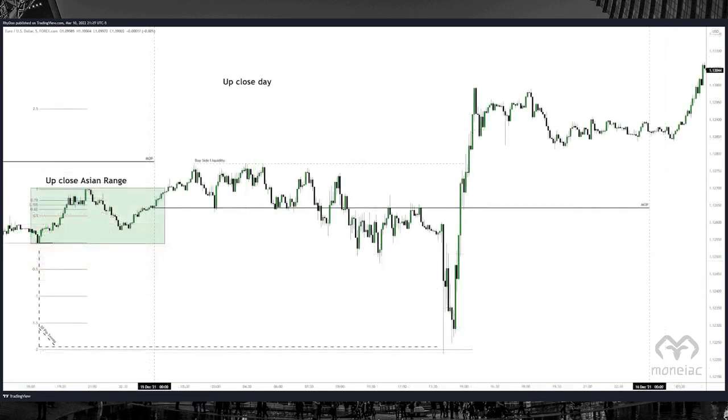Here we have an up close Asian range. Expect an up close day. London Open and New York Open is consolidation, so price might move late in the day due to high impact news. We then drop into -2 deviation and a 30 pips sweep below the Asian low. We still do expect an up-close day. Reversal happens and goes back to midnight opening price and even further. Above London highs resides buy-side liquidity.